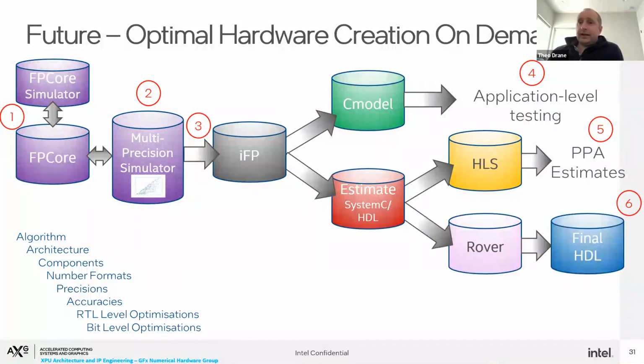And then when you're finally happy, you can then polish the HDL. That's where the really important RTL optimizations and bit level optimizations can happen. And ideally, it should be this tool that we're working on that does data path high level synthesis called Rover. So that's essentially the kind of end-to-end 6 steps.